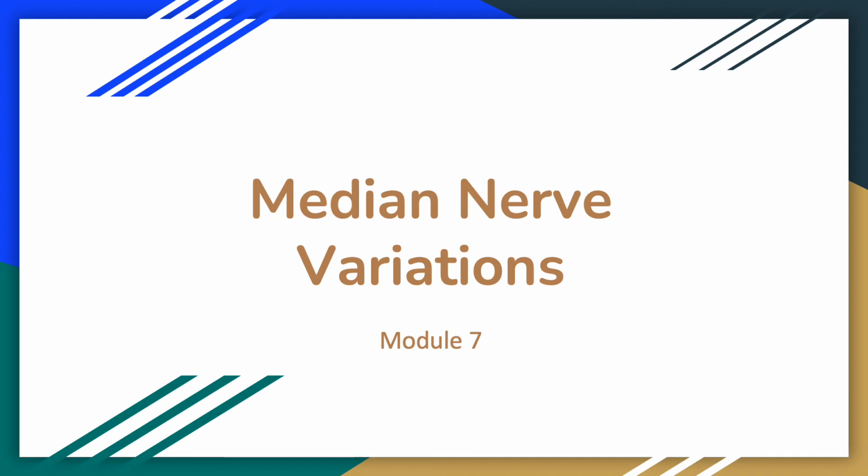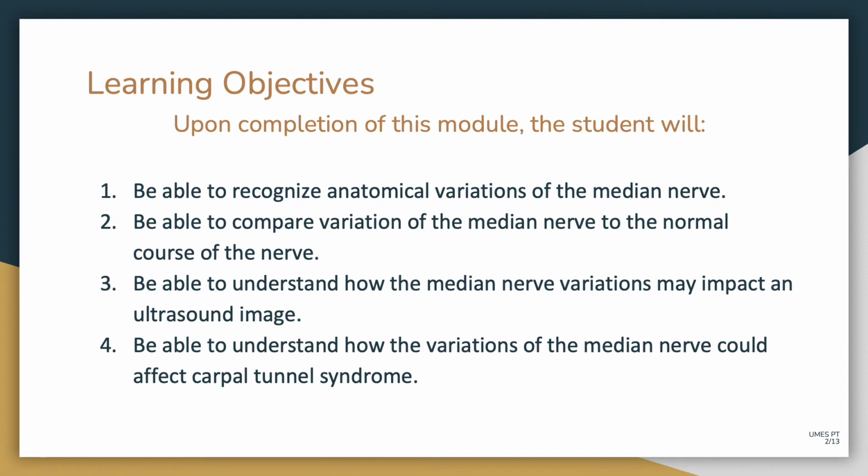In this module, we will be talking about median nerve variations. Upon completion of this module, the students will be able to recognize anatomical variations of the median nerve, to compare variations of the median nerve to the normal course of the nerve, to understand how the median nerve variations may impact an ultrasound image, and to understand how the variants of the median nerve could affect carpal tunnel syndrome.